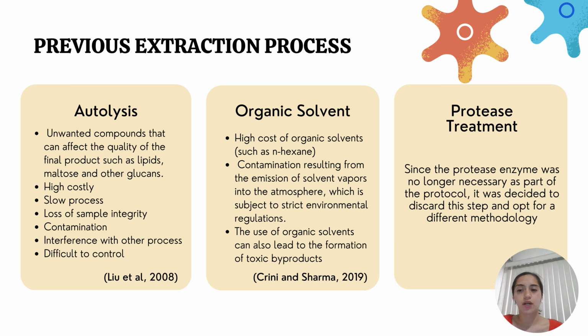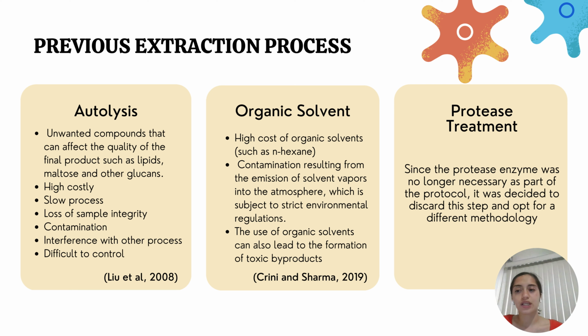First, in the extraction of beta-glucans, autolysis is used to release the beta-glucans from the cell walls of yeast. However, this autolysis can also release other unwanted compounds that can affect the quality of the final product. In addition, autolysis can be a costly and slow process. It can take several days or even weeks. It has a loss of sample integrity because it can cause the sample to disintegrate and lose its integrity, making it difficult to analyze and affecting the accuracy of the results.